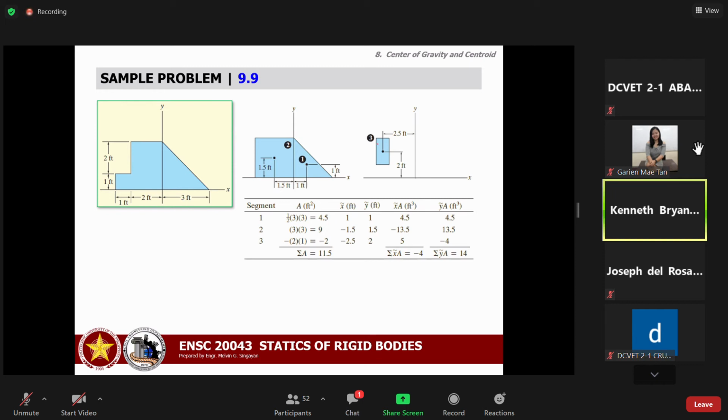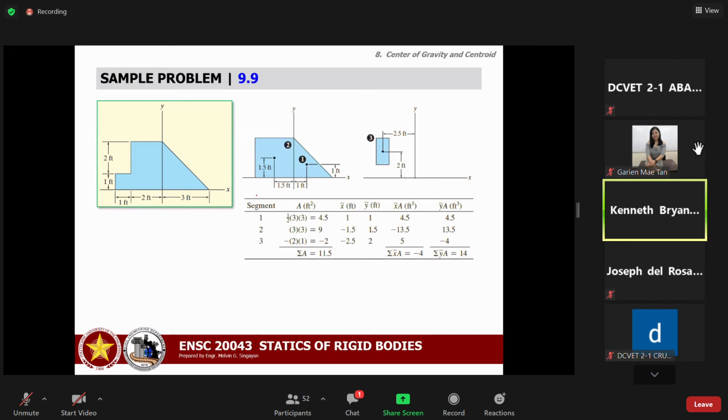So that's 3 times 3 equals 9. And segment 3 is a rectangle with base 1 foot and height 2 feet. Okay? So the area is 2. This is negative because this area will be subtracted from this to arrive at this composite area here.